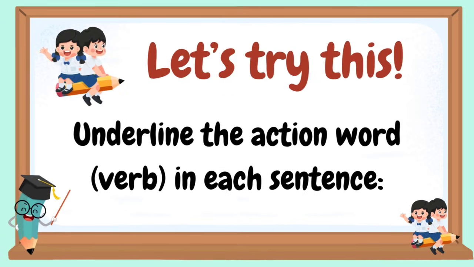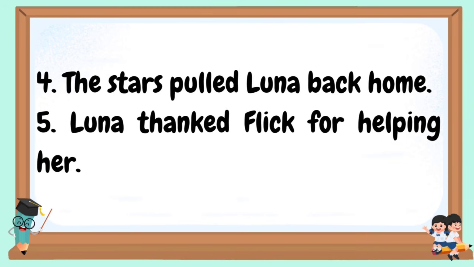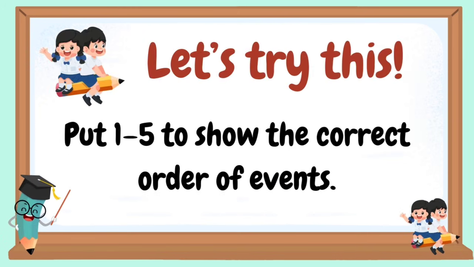Let's try this. Underline the action word in each sentence. Let's try this. Put 1 to 5 to show the correct order of events.